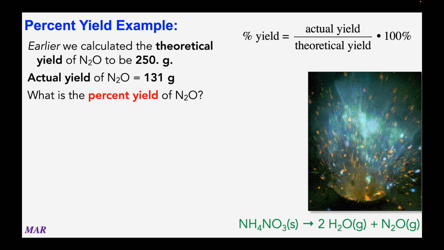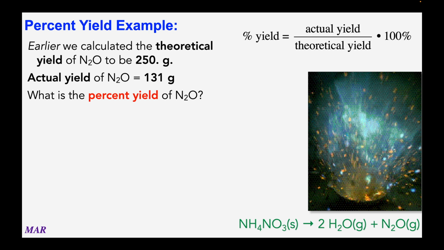Let's say in the last example, we were supposed to get theoretically 250 grams of N2O. Cool. But for whatever reason, when we did the reaction and tried to follow the instructions, we only got 131 grams of N2O. All right. That's the actual yield. And again, why we got less, I don't know. You'd have to be in the know of the experiment to figure it out. It doesn't really matter. But we can use this information to calculate the percent yield of N2O.